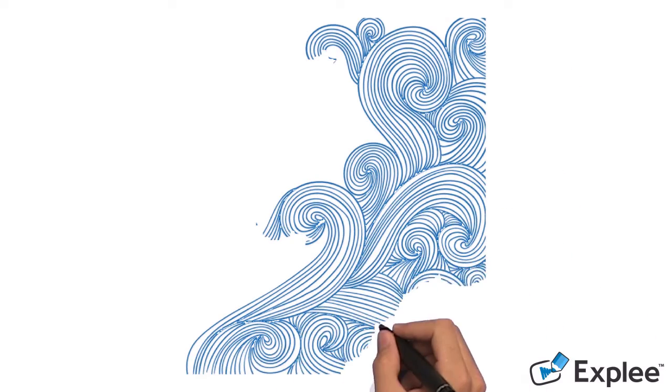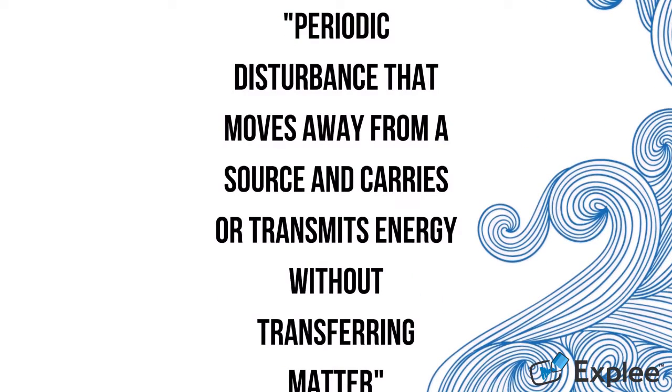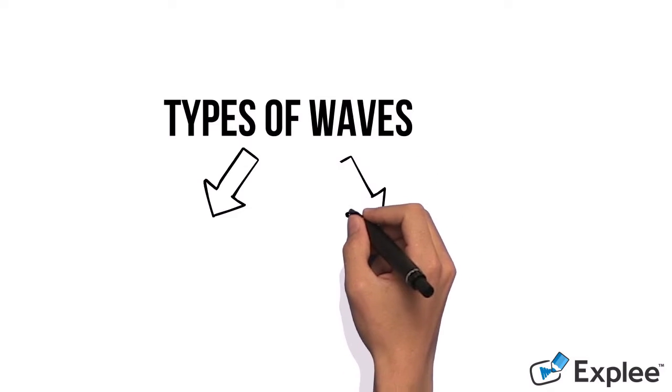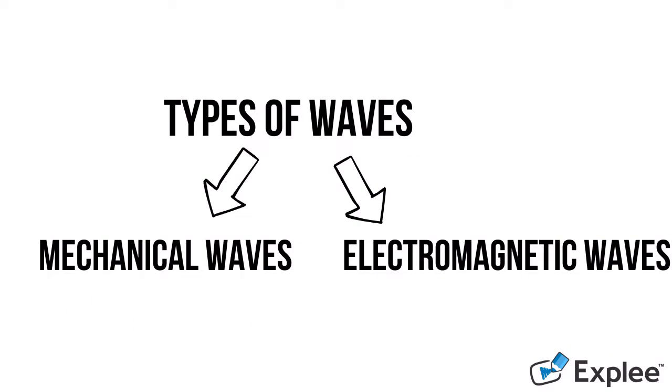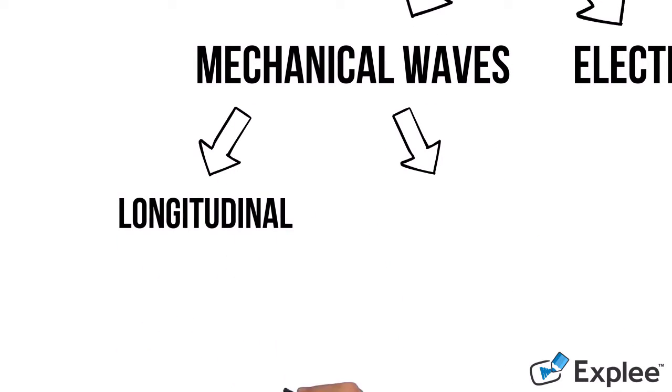So, what are waves? Waves are periodic disturbances that move away from a source and carry or transmit energy without transferring matter. There are two types of waves, mechanical waves and electromagnetic waves. The former require a medium while the latter do not. Under mechanical waves are longitudinal and transverse waves.